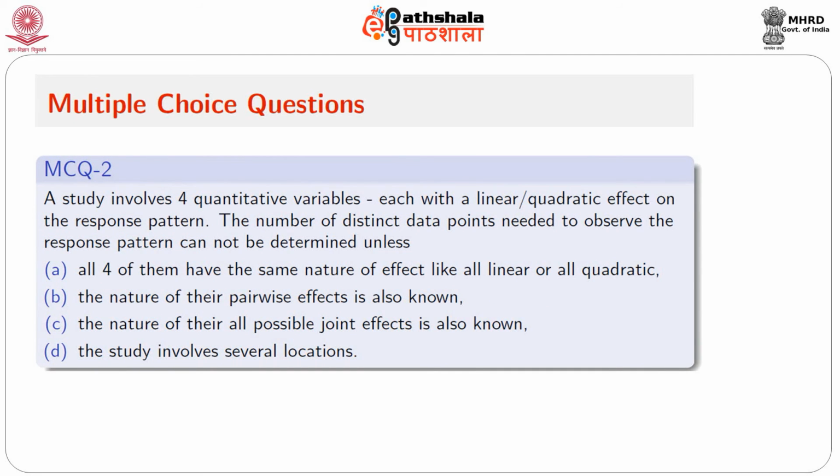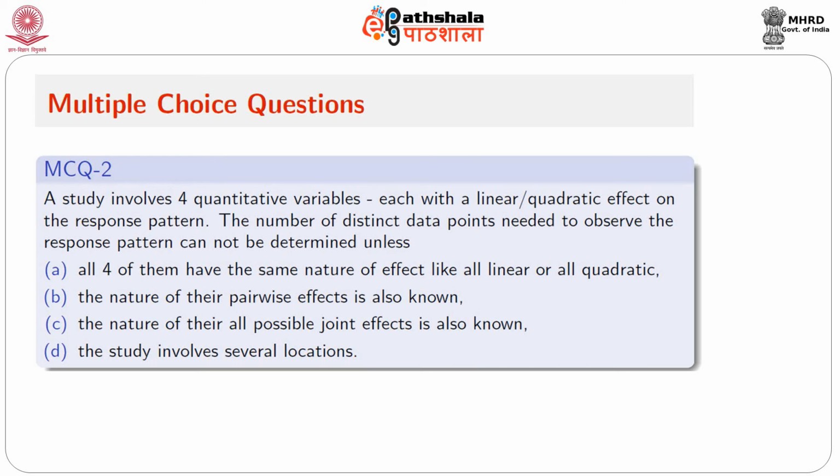A study involves 4 quantitative variables, almost the same background, each with a linear and quadratic effect on the response pattern. And the number of distinct data points needed to observe the response pattern cannot be determined unless all 4 of them have the same nature of effect, like all linear or all quadratic, or the nature of their pairwise effects is also known, the nature of their all possible joint effects is also known, and finally, the study involves several locations.